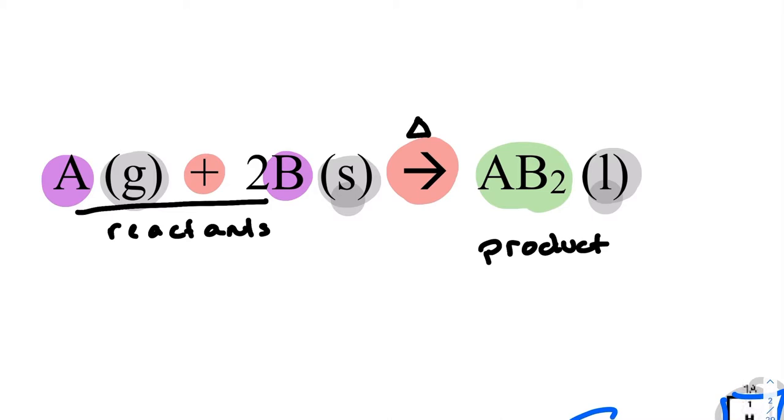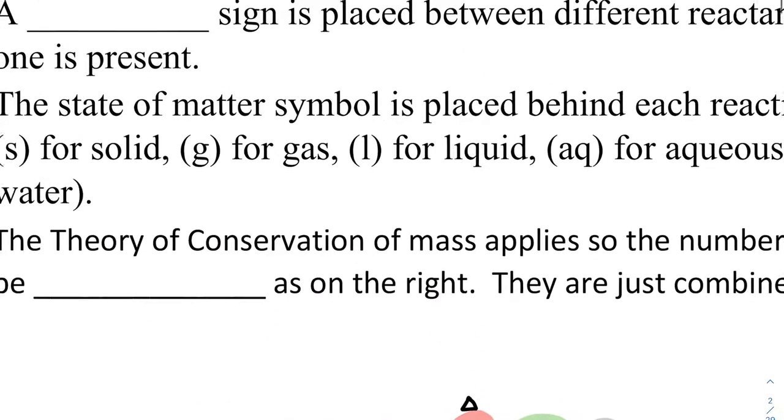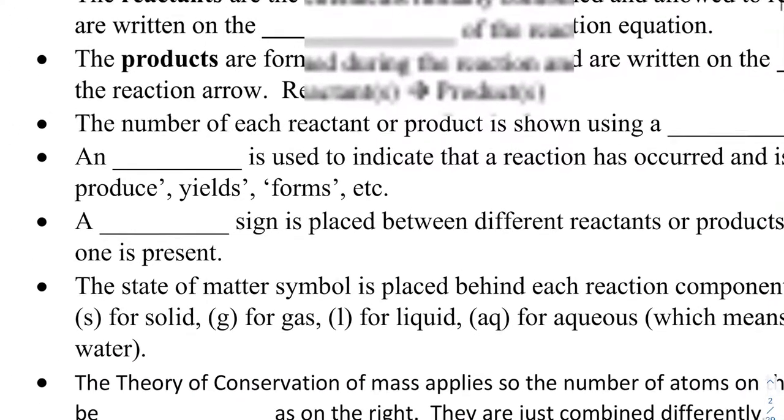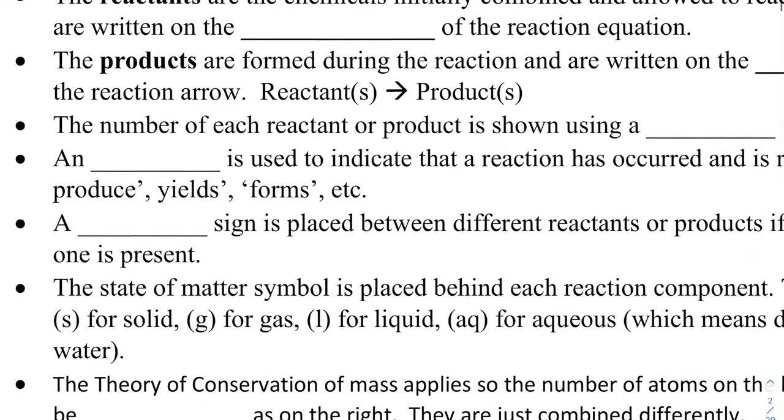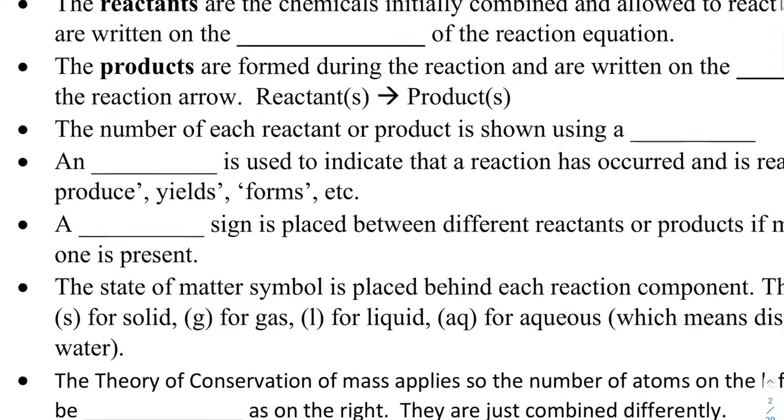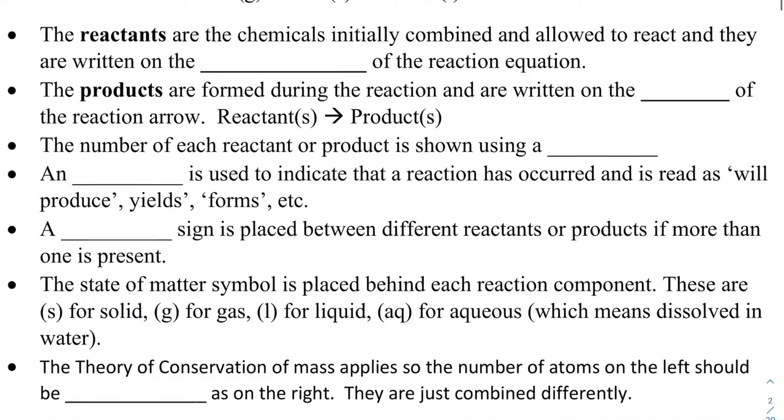So let's see if you've got it all figured out. Going up here. All right, so reactants. These are the chemicals that are initially combined, and they're allowed to react, and they are written on which side of the equation? Yeah, the left. Then we've got your products. They're formed during the reaction. They're written on the right side of the reaction arrow.